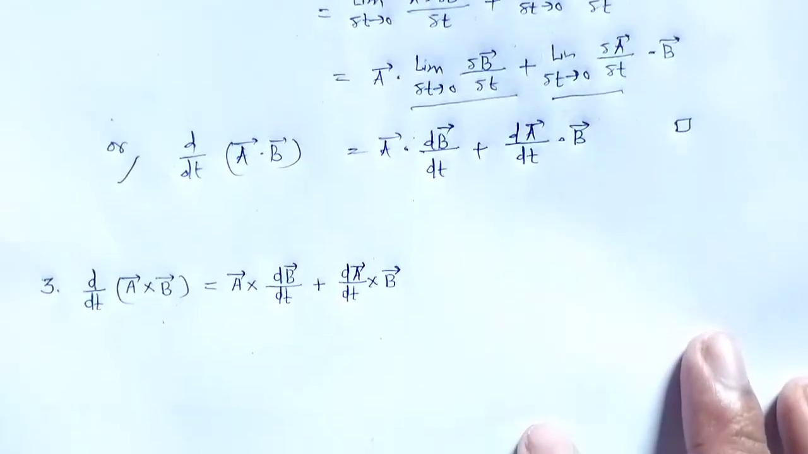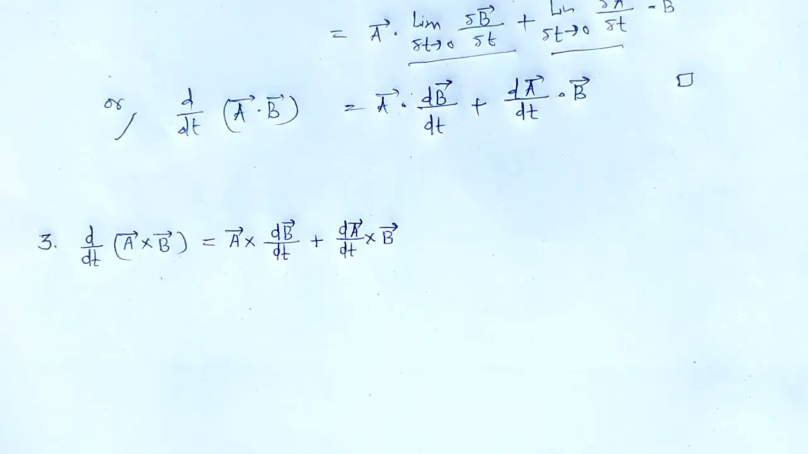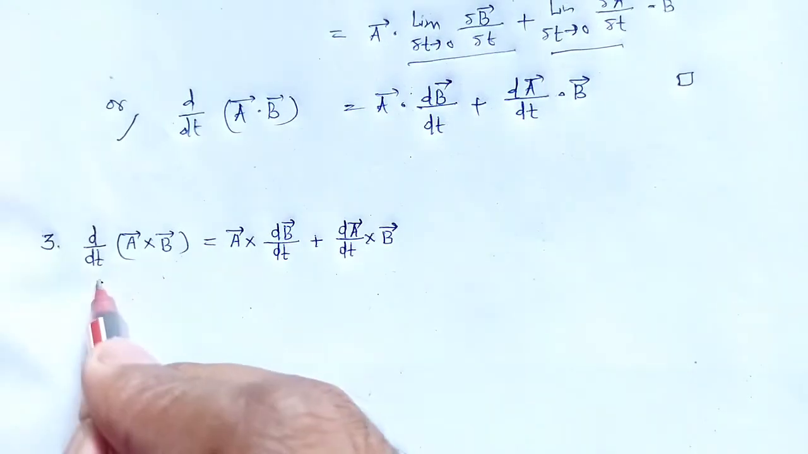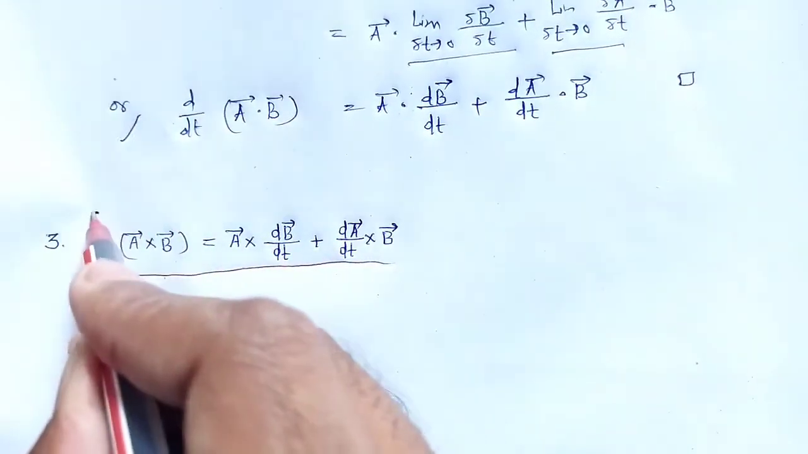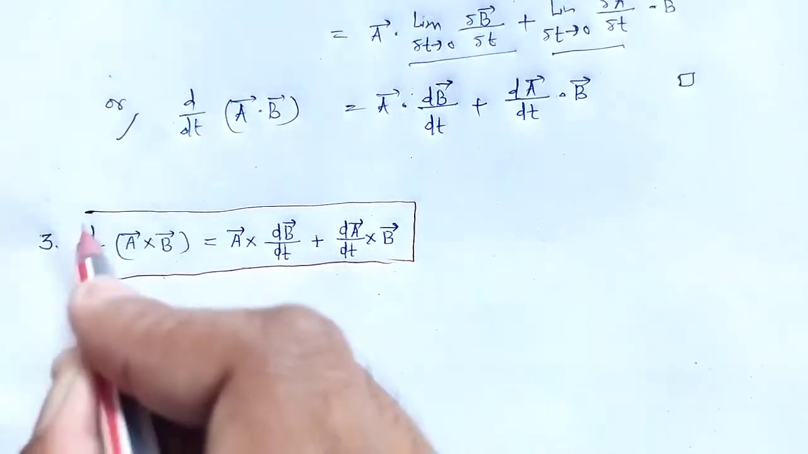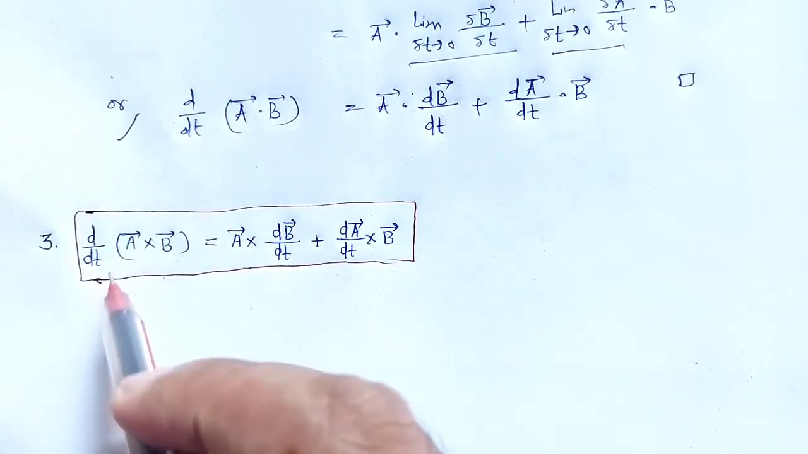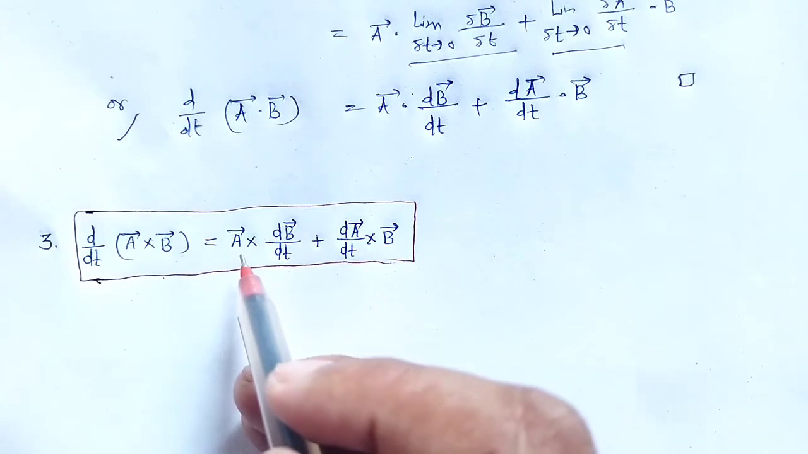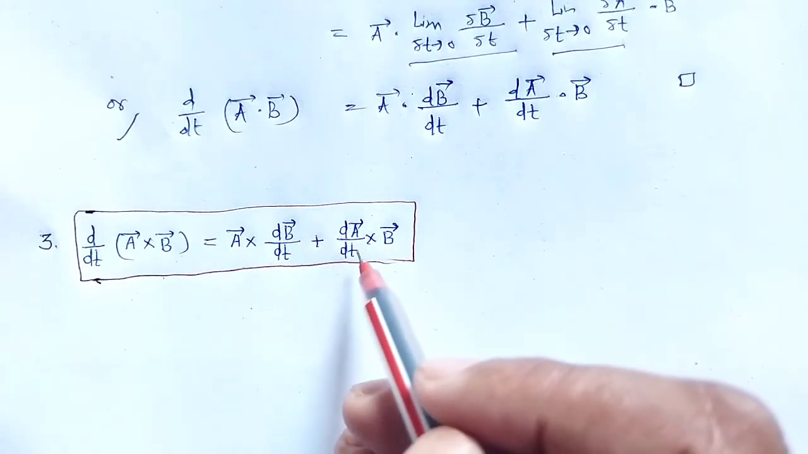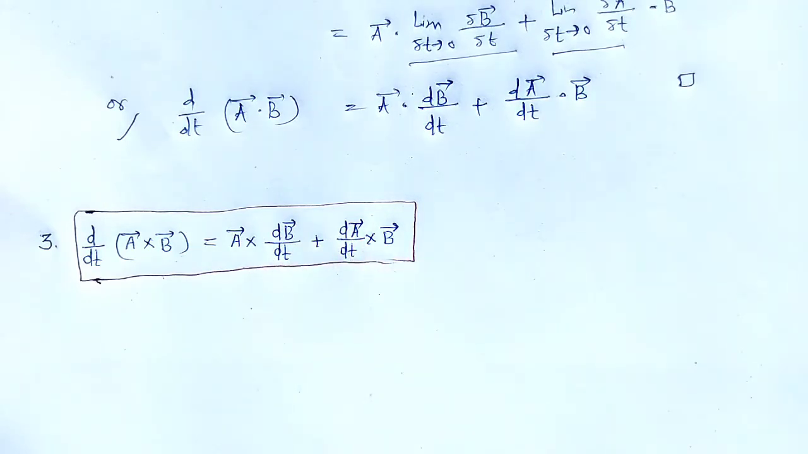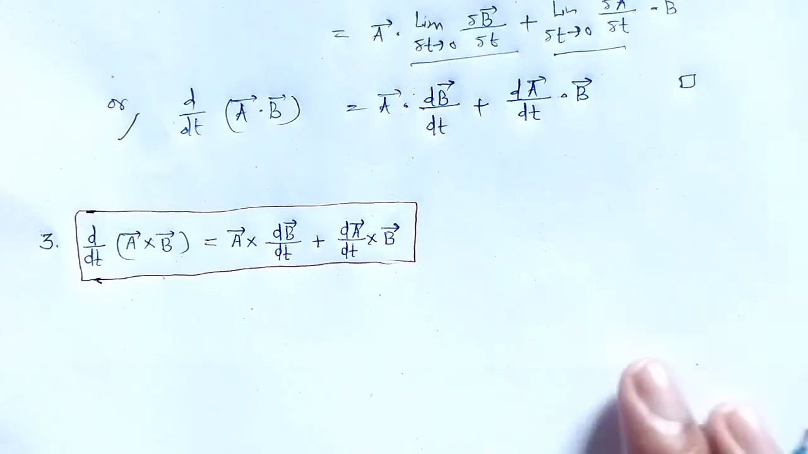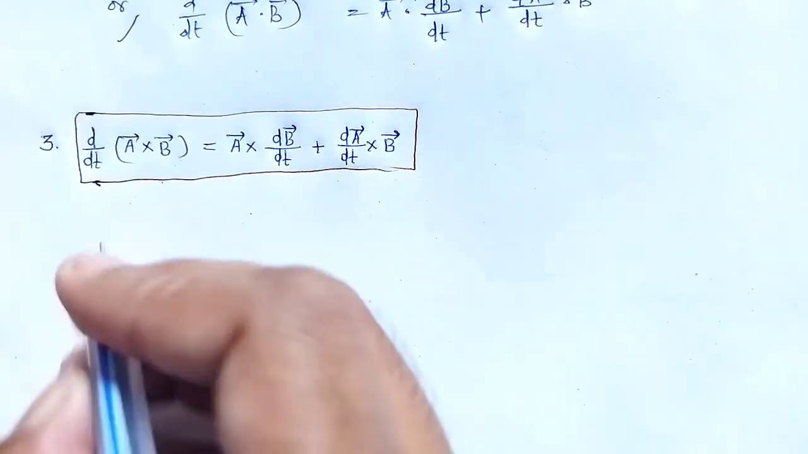Another rule of vector differentiation is the cross product of two vectors: d by dt of a cross b is a cross dB by dt plus dA by dt cross b. Now we have to prove this.